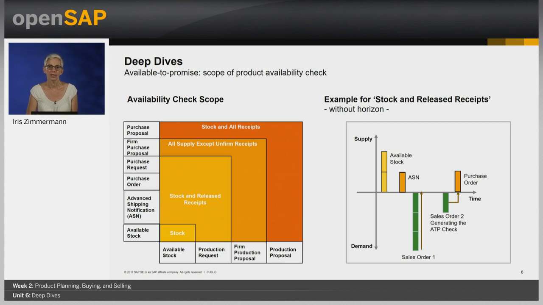The figure on the right side visualizes an example for the check scope stock and released receipts. The sales order 1 can be confirmed on time based on the stock on hand and on the ASN from the supplier. A later incoming sales order can only be confirmed late based on the purchase order. If the availability check scope were only available stock, the sales order 1 would have been only partially confirmed, or exactly 2/3 of the quantity. The second sales order would not have been confirmed at all.